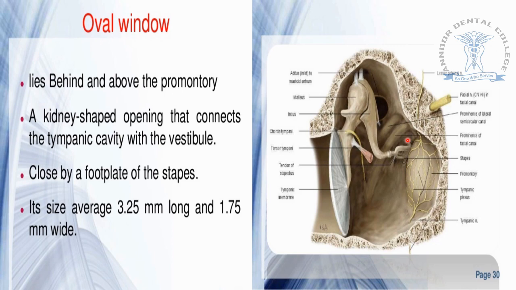And it leads into the vestibule of the internal ear and is closed by the footplate of the stapes. This is the stapes, and the base of the stapes is closed by the oval window. That is the fenestra vestibuli.